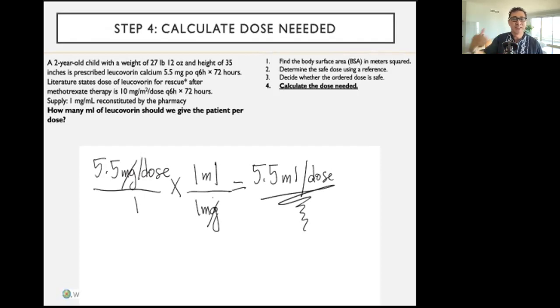Lots of steps, lots of steps. Just be careful when calculating, because one step, if you mess up, say, the body surface area, maybe even the conversion from pounds to kilograms, that one little thing will throw off the entire question. So be careful with that. Follow the steps.